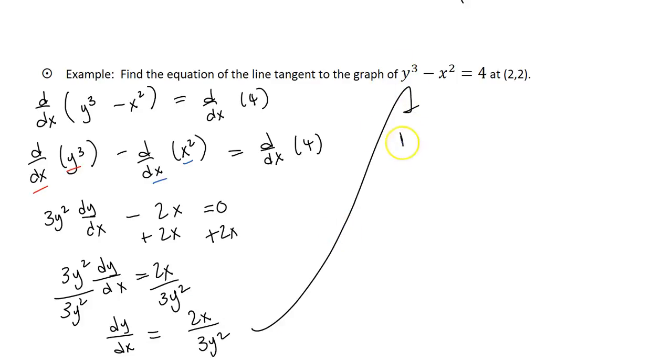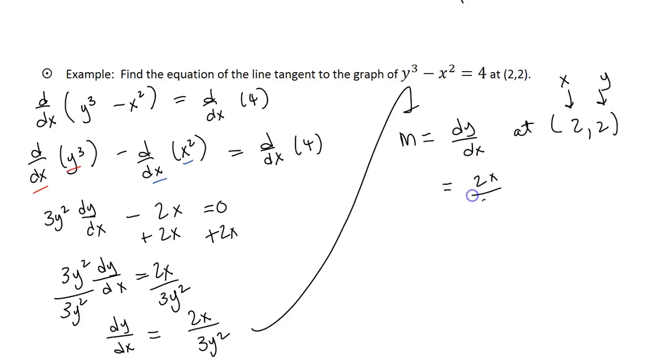Now, I need to find my slope. So we know that the slope is the derivative of y with respect to x at the point that we were given. And the point we were given was 2, 2. So this is my x and this is my y. This is a little different because we haven't ever plugged a y in to a slope of a tangent line before. But our formula is 2x over 3y squared. So we need the y.